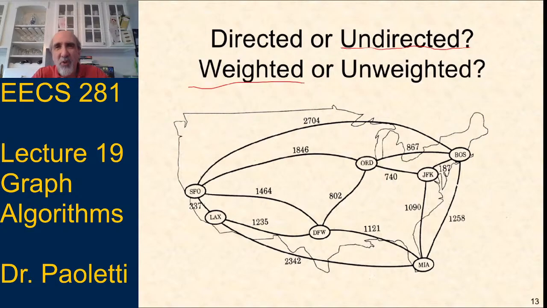And you could list them in any order. You could say it's an undirected weighted graph. You could say it's a weighted undirected graph. And as long as you list them, the order doesn't matter.